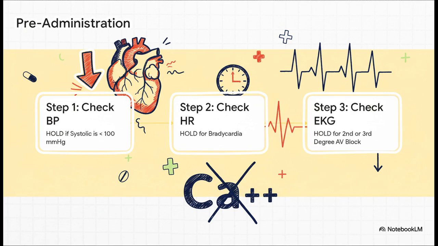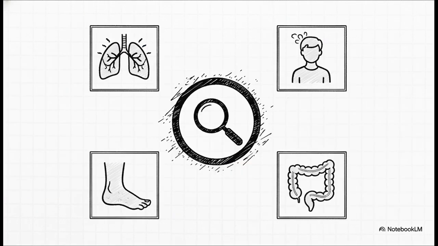And just as important, you have to look at that EKG. If you see a 2nd or 3rd degree AV block, that's an absolute no-go for the non-DHPs. Okay, so you've given the med, but you're not done yet, not by a long shot. Now you're monitoring. You have to be vigilant for any signs of worsening heart failure.